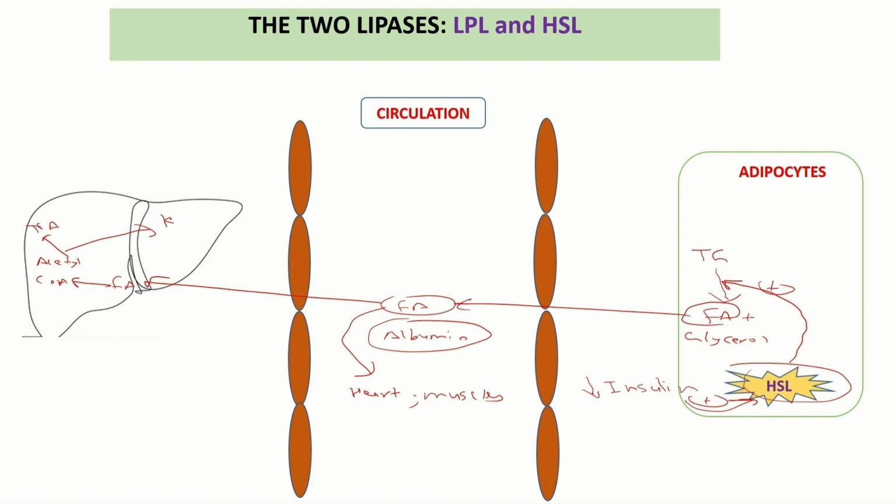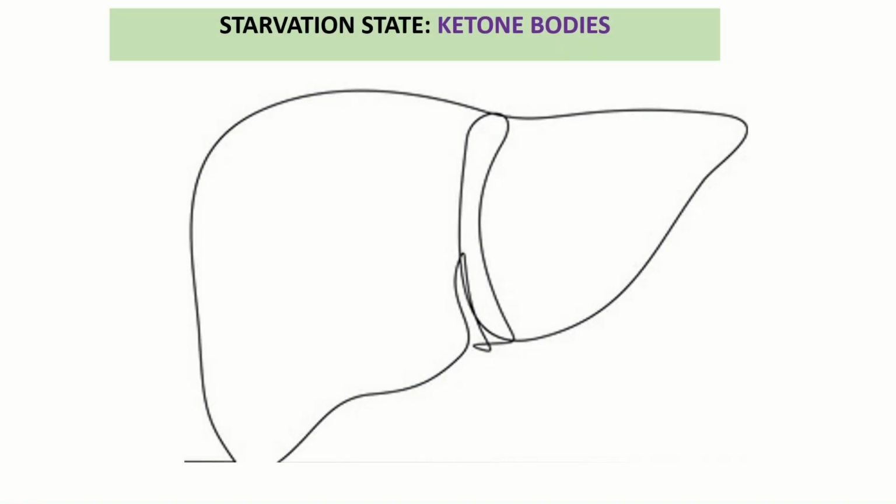Meanwhile, in the liver, the acetyl coenzyme A will make another energy source, called ketone bodies. This is what we shall discuss now. Ketone bodies are another good fuel during starvation state. There are 3 ketone bodies that can do so: acetone, beta-hydroxybutyrate, and acetoacetate.